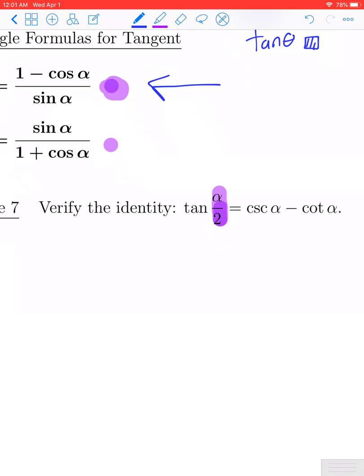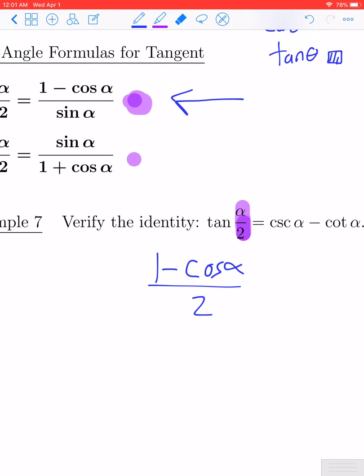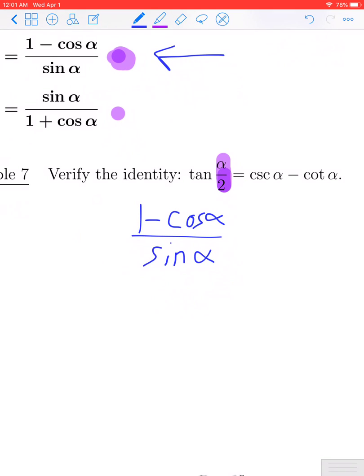So where I see tangent of alpha over 2, I can put this as 1 minus the cosine of alpha divided by, excuse me, not divided by 2, divided by sine of alpha. My mistake. From there, I can create two terms, just like I have on the right-hand side, by splitting apart the numerator. We can write this as 1 divided by the sine of alpha minus the cosine of alpha divided by the sine of alpha.